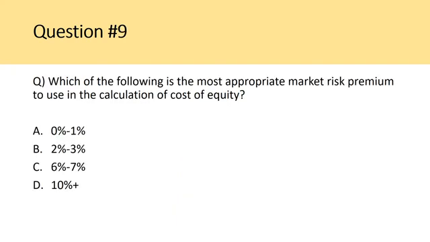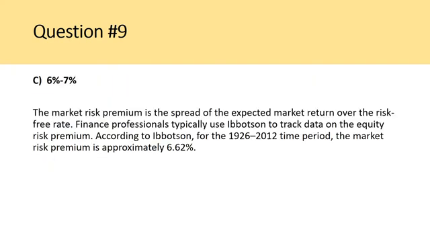Okay. Question 9, which of the following is the most appropriate market risk premium to use in the calculation of cost of equity? We've talked about this. We spent a lot of time in the video. The answer is C, 6% to 7%. The market risk premium is the spread of the expected market return over the risk-free rate. Finance professionals typically use the Ibbotson to track data on the equity risk premium. According to Ibbotson, for the 1926 to 2012 time period, the market risk premium is approximately 6.62%.